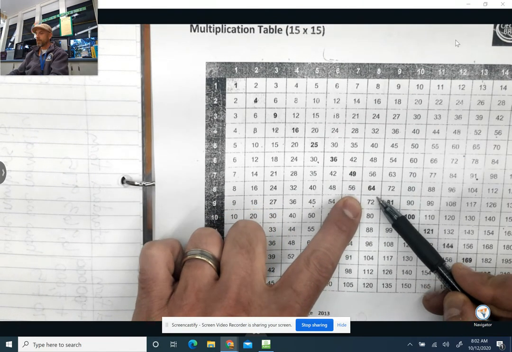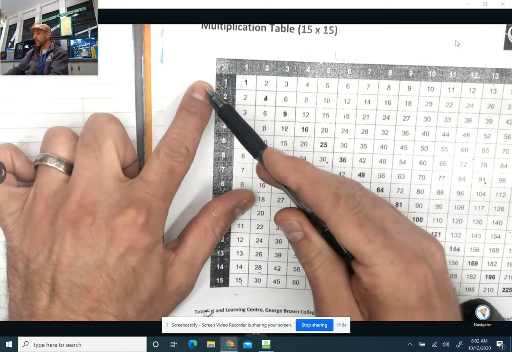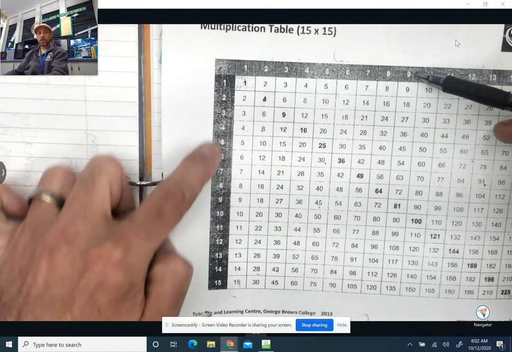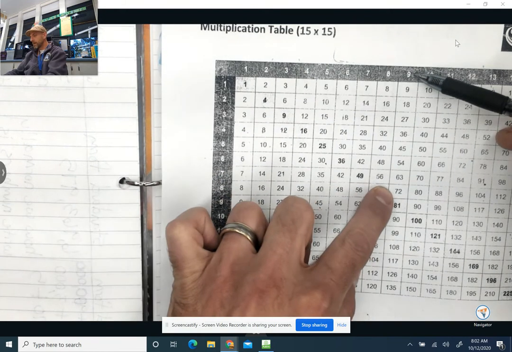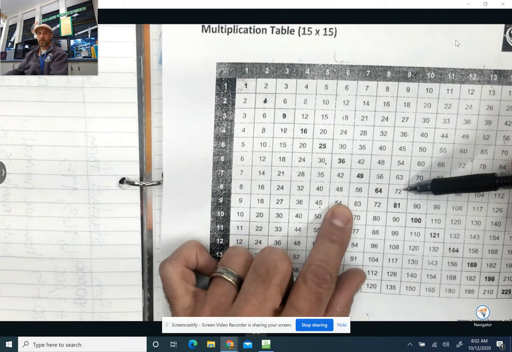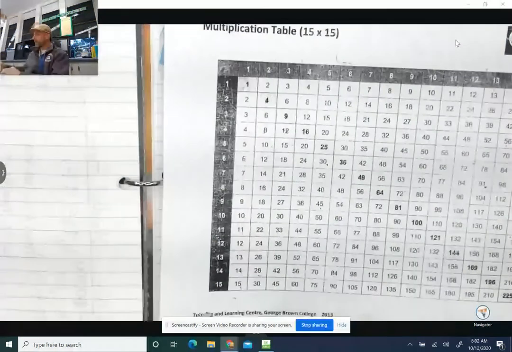And 9 times 8 is 72. Or you could do it the opposite way. Come up here, find your 9. Come down here, find your 8. Come on over. And you still got 72. Order doesn't matter.